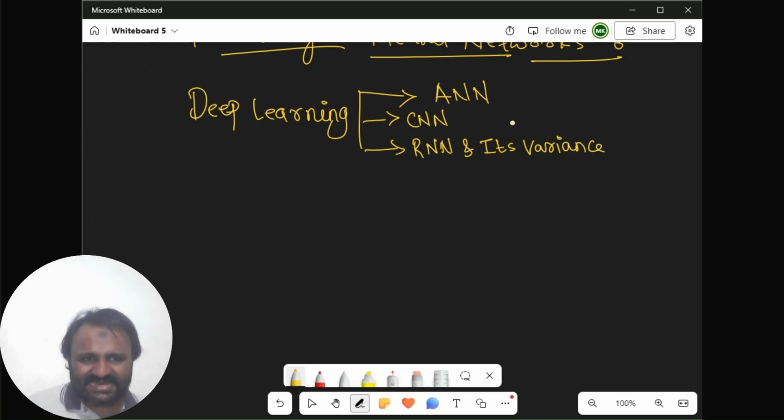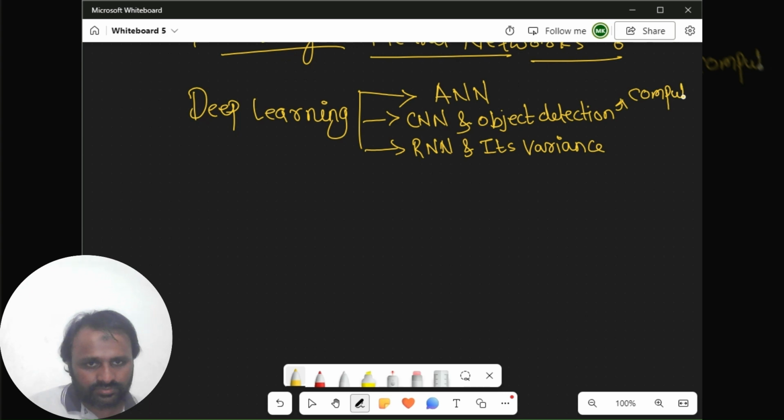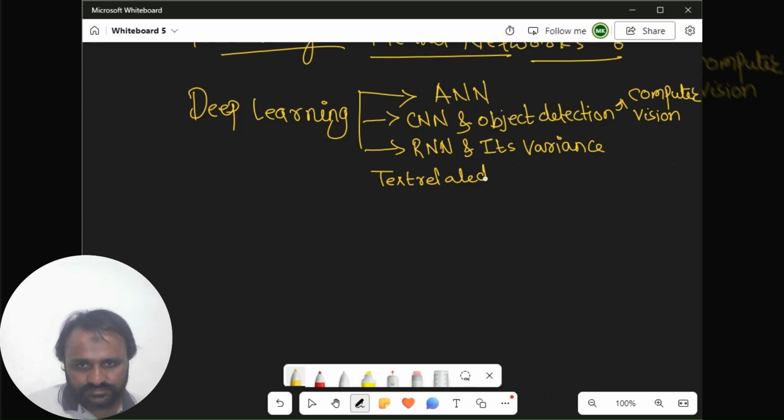When we talk about CNN, it's about CNN and object detection. We can call this computer vision as well. And RNN and its variants are about text related data.